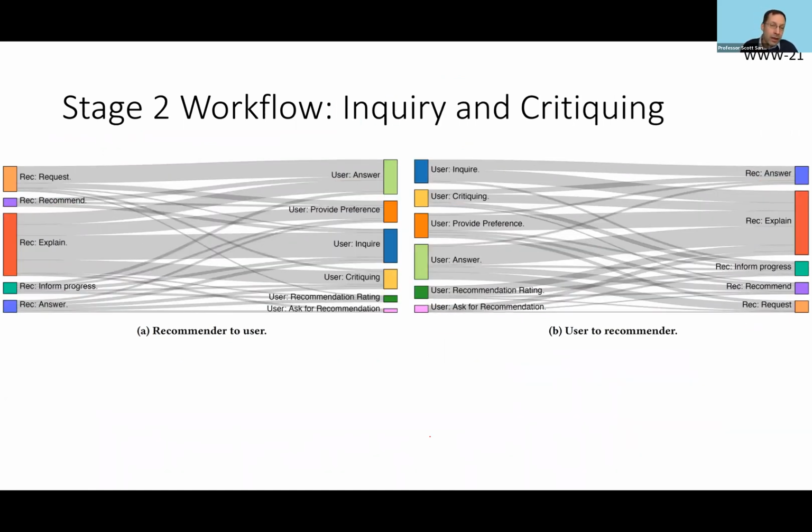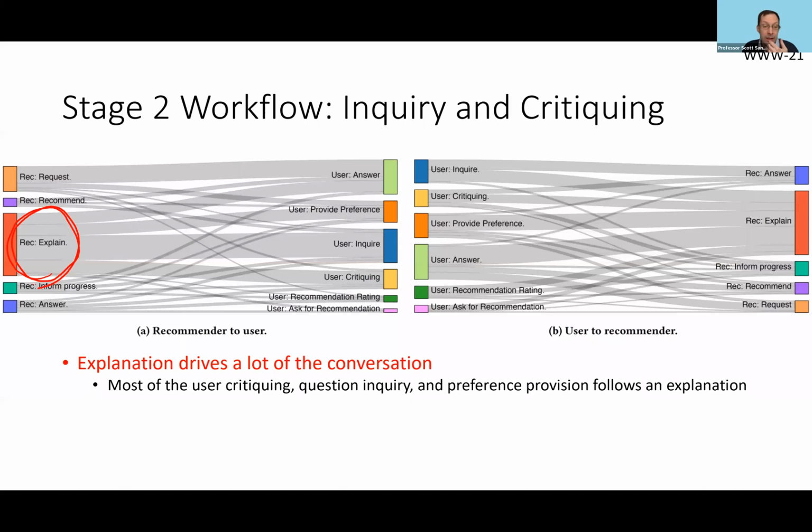Okay, now once one recommendation is made, this workflow becomes a lot more complex. But I'll just note a few high-level details without going into a lot here. If you look at the recommender, the bulk of the effort here is on explanation. We didn't quite expect this going in, but it turns out to be the case. And if you look at the conversations, you can understand why.